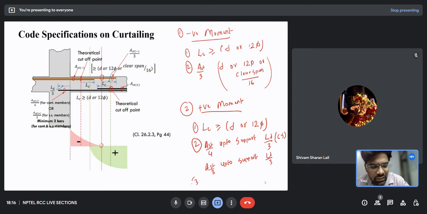So this was the second point, and we also have a third point for the positive bending moment, that is at least a minimum of 2 bars. Make sure that you have a minimum of 2 bars which are extended into the support. Okay, so this was all about the curtailment rules for negative and positive bending moment envelopes at a joint. Now let's look at a problem on this.